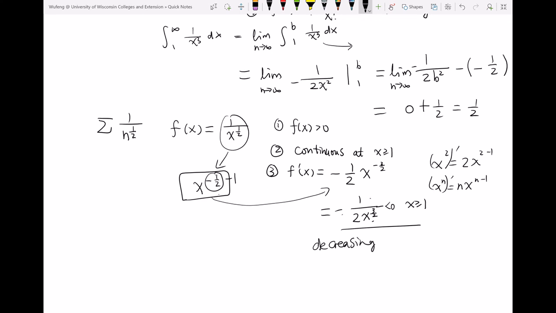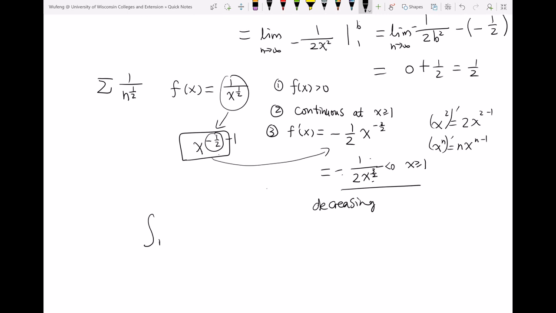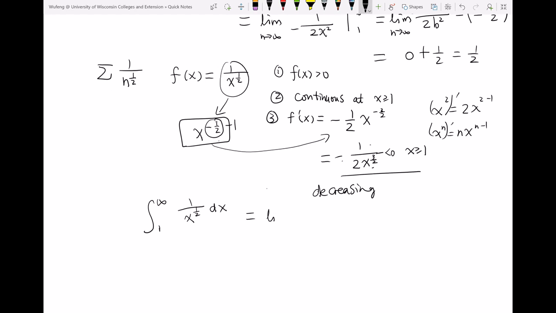Okay. So we can use the integral test. From 1 to infinity, 1 over x to the power 1 half. We take the antiderivative of this function. So now I would like to ask a student, what is the antiderivative of 1 over x to the 1 half power? I'm going to call a student here. Matthew, could you please tell me what is the antiderivative of 1 over x to the 1 half?